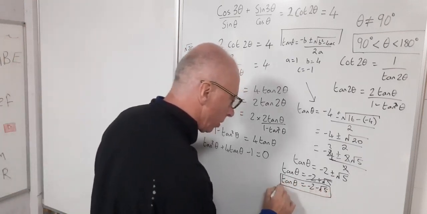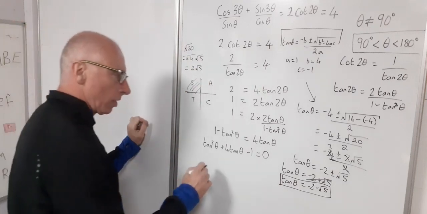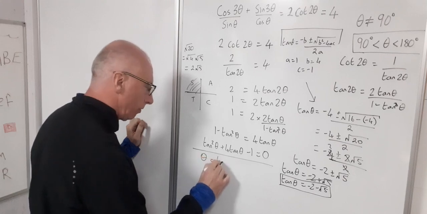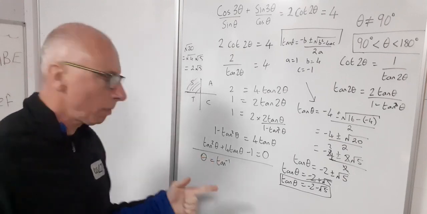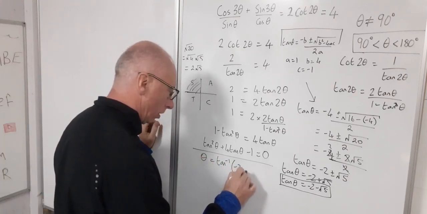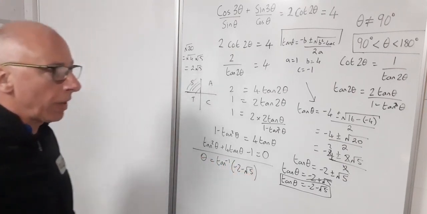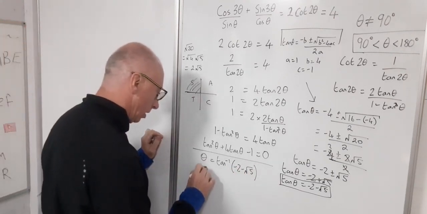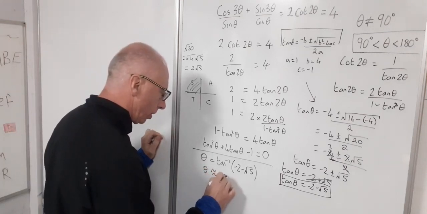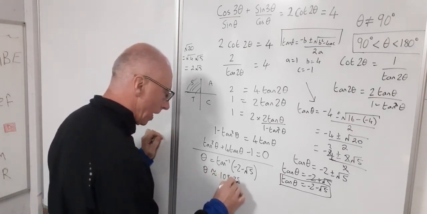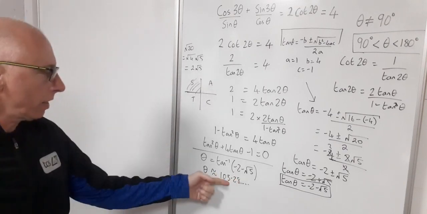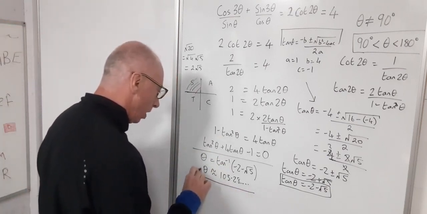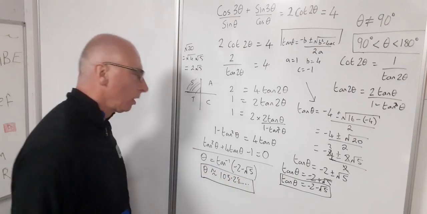So therefore, that's the one we want. Now what we want now is to solve for theta. So if I just put a line under this. So now theta equals the inverse tangent of minus 2 minus root 5. Now, if we put that into our calculator, theta is going to be approximately 103.28 and so on. So that's the value we want in this quadrant. So that is going to give us our answer for our theta. Okay.